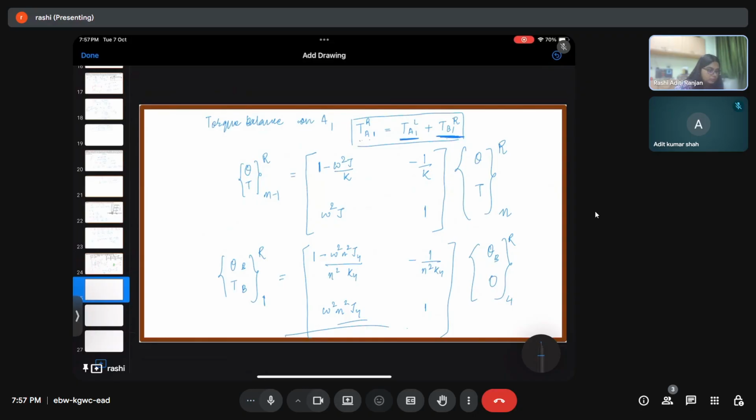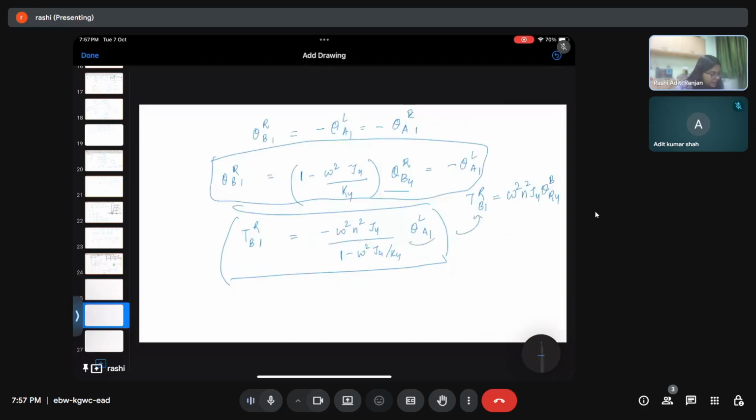TRA1 is equal to TAL1 plus this. So what we can do is we can write this right hand side of TA1 in terms of TAL of 1. Right, we can write it now. And we have this equation, the equation of TB1 of R. So we can write now in terms of that. How? See. Since here we have theta LA of 1, we have to just add TAL of 1 in this and then we get the final one.